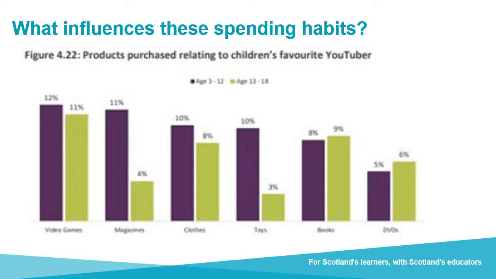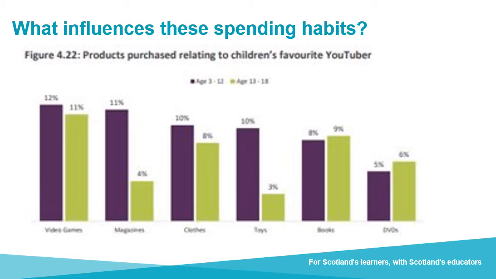Then it's again moving on slightly from gaming and thinking what is impacting those spending habits. So we're still in a digital realm here, and if you look at, these are products related to children's favourite YouTubers, and that's games, magazines, clothes, toys, books and DVDs. The image hasn't come up very well as it's scaled, but you can see age 3 to 12 in purple, and then age 13 to 18 in the sort of greeny yellow.